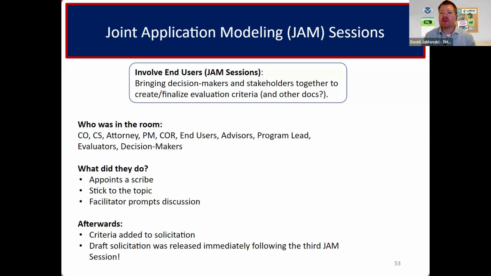This is taken from agile technology development, where they actually jam things out, where they bring all the decision makers, all of the stakeholders together to create and finalize things like evaluation documentation, like your market research reports, like your IGCEs, all these things the team did, they used jam sessions for.